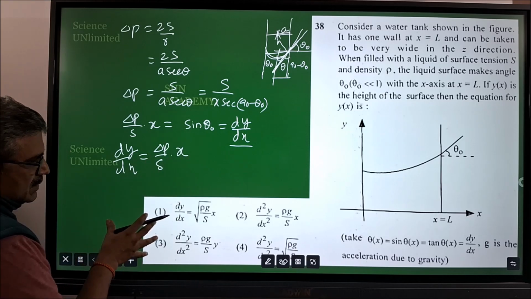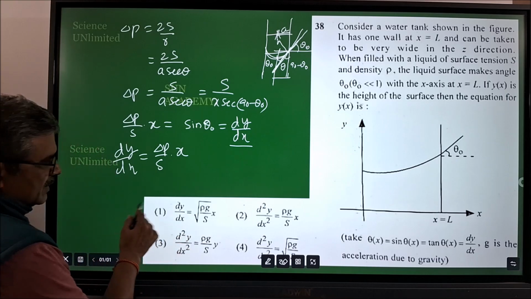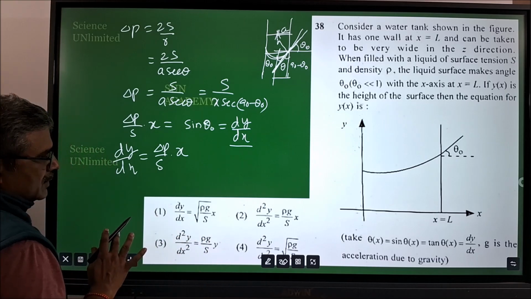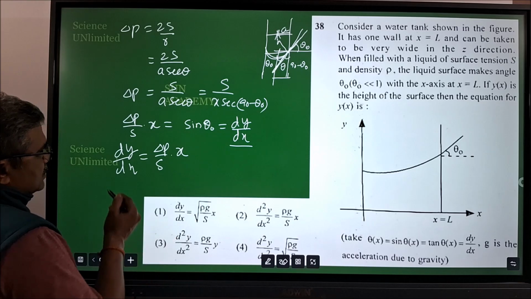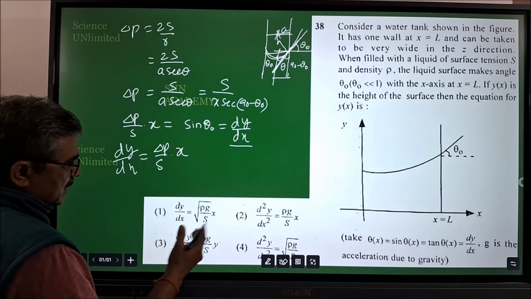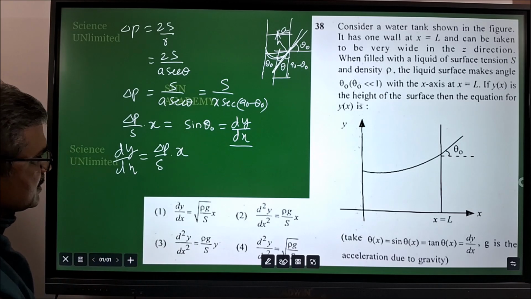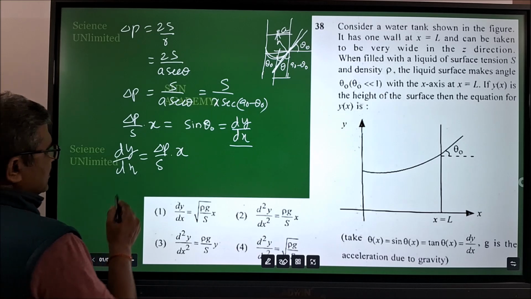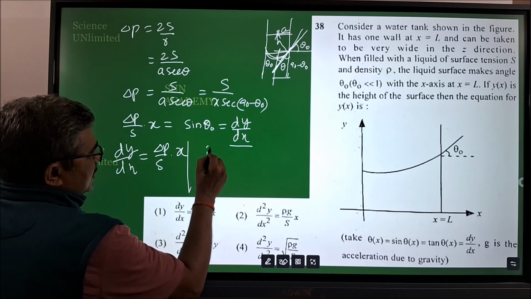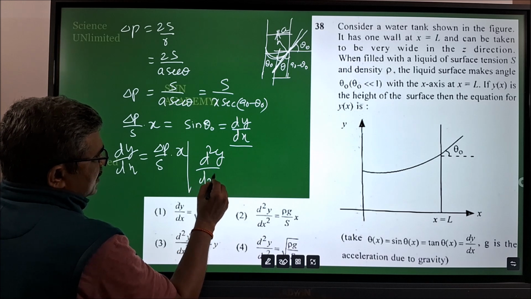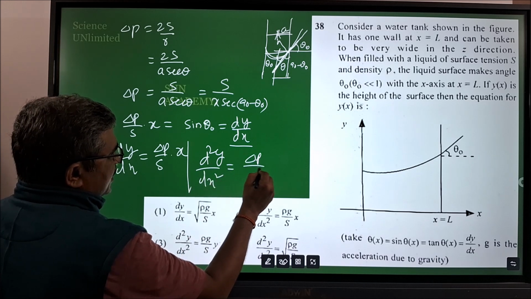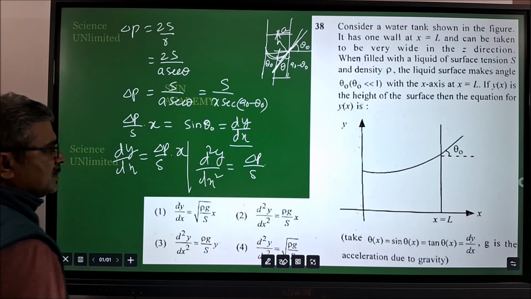If you see these expressions, the first one and the fourth one do not represent that at all. So let it be. Now for the other two options, we need to take a double differentiation. So take the double differentiation with respect to x. You will have d square y by dx square equal to delta P by S into dx by dx. So that is the answer.